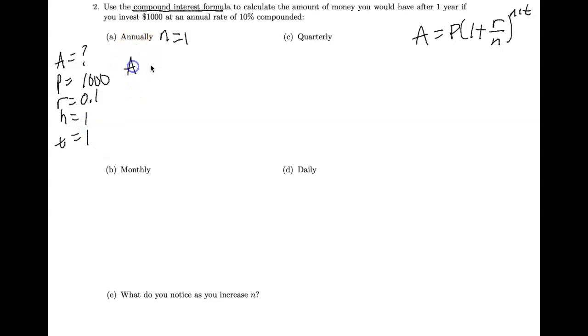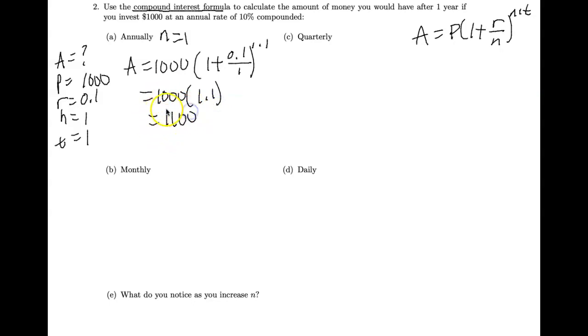When we plug this into the formula, we'll end up with A equals 1,000 times 1 plus R over N, to the N times T. This boils down to 1,000 times 1.1, or moving the decimal over 3 places, 1,100.